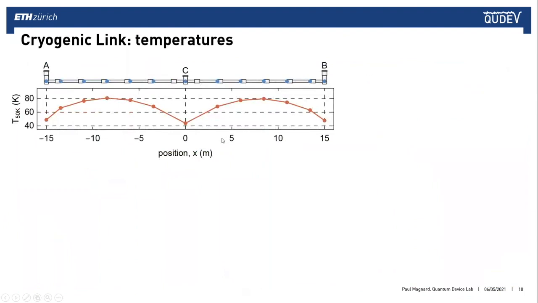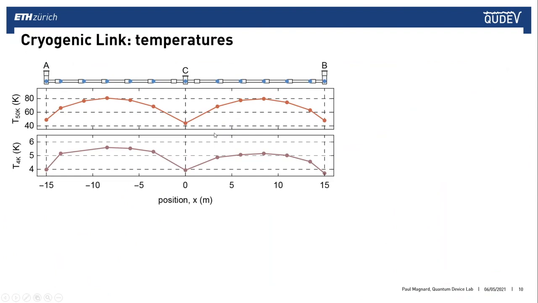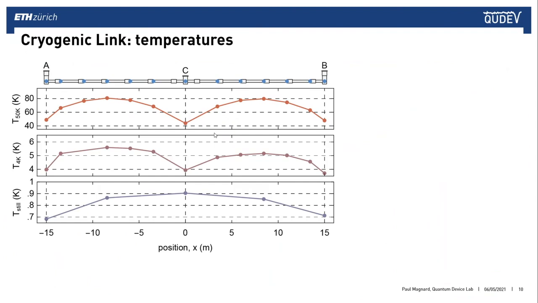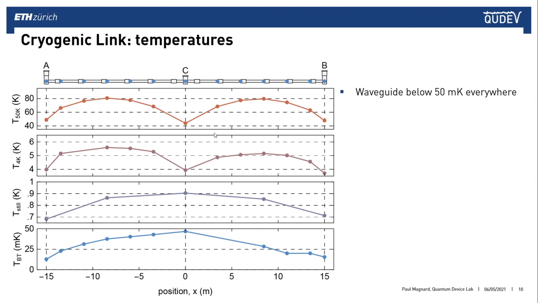In the steady state, the 50K stage does not exceed 90 Kelvin, the 4K stage is below 6 Kelvin, the still stage is below 1 Kelvin, and the base temperature is everywhere below 50 millikelvin. So that's really good. And as expected from heat equations, you'll notice that the temperature profiles systematically display minima at cooling units and maxima in between.